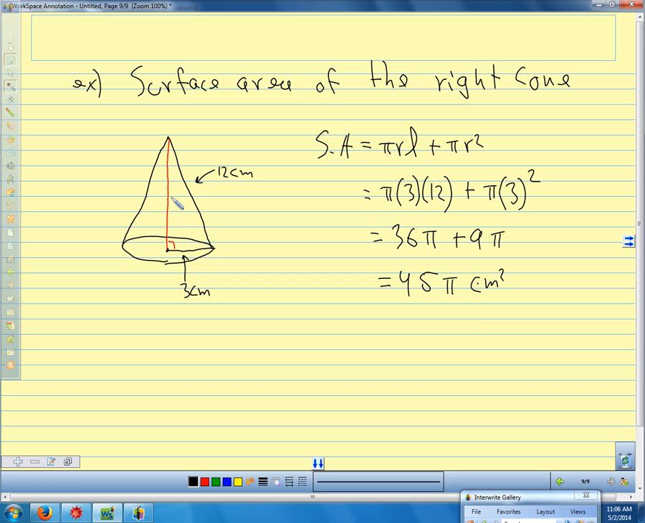If they would have given us the height instead of the slant height, I could have used the Pythagorean theorem to find the slant height. I know the radius, I know the height, I can use the Pythagorean theorem. The right triangles inside of pyramids and cones, you will need to use those to solve some of these problems.